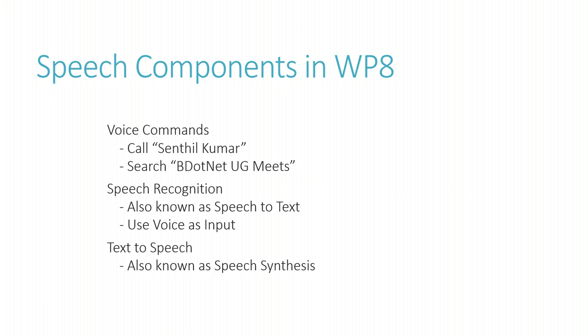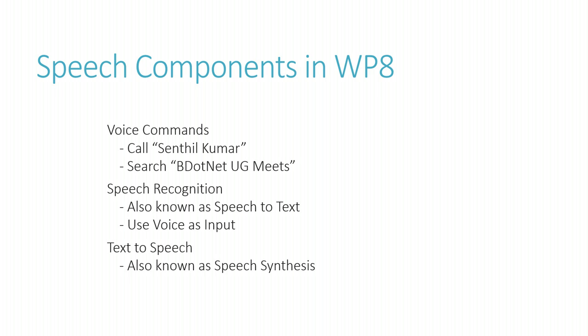The first important component that we're going to see is the voice command by itself. The voice command can be used by the user to automatically start the app and access some of the functionalities by speaking commands which are already predefined. For example, call Senthil Kumar, which displays the dialer for making phone calls or something like that. And then we have search BDotnet UG mates.